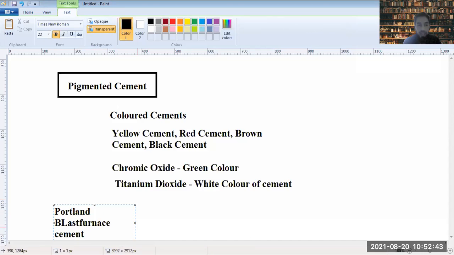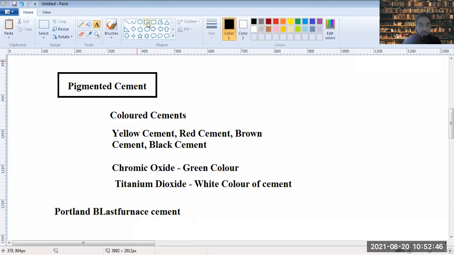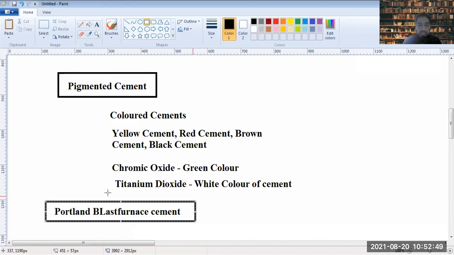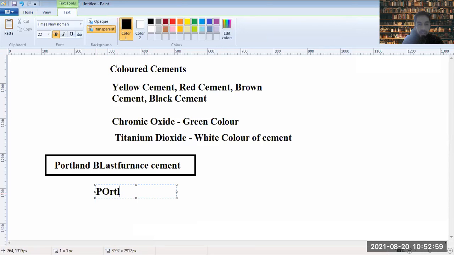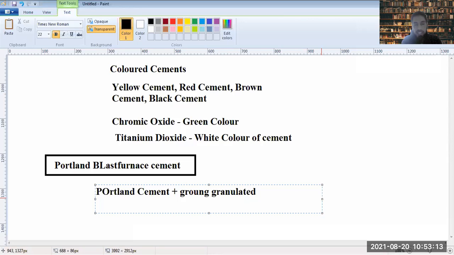Next comes the Portland blast furnace cement. Now, the term itself is blast furnace. So it's actually obtained from the blast furnace slag, and I have already discussed this briefly. You have a Portland cement, that is OPC, ordinary Portland cement, to which you are adding the ground granulated blast furnace slag, which I told you is a cementitious material. I've already explained this.